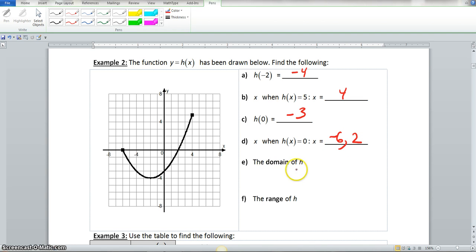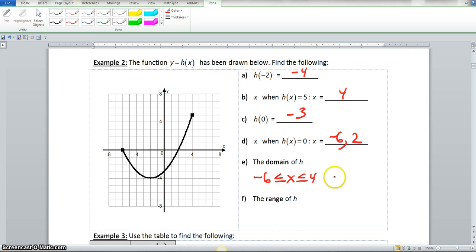Now for E, they want the domain of H. So remember, for the domain of H, we go for our x values. We go all the way here, which is negative 6. That's the furthest it goes out. And then it goes all the way to 4. So our domain would be negative 6 is less than or equal to x, which is less than or equal to 4. The reason we have these less than or equal to signs is because we have points here, not open circles, so that means they're included on the graph.